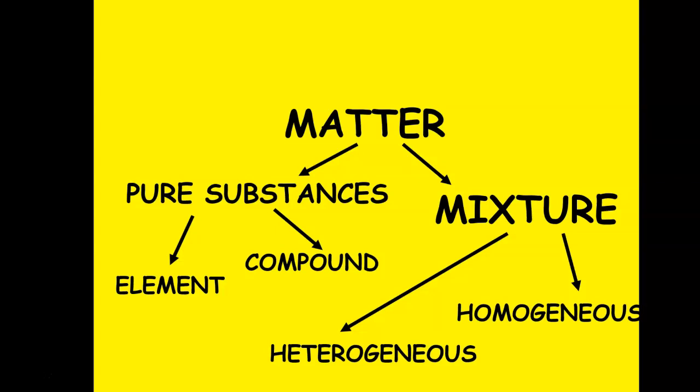In the handout, there are examples. So, for an element, an example of an element would be copper, the chemical symbol Cu. A compound example would be water, H2O. An example of homogeneous mixture would be Kool-Aid. An example of a heterogeneous mixture would be like pepperoni pizza.